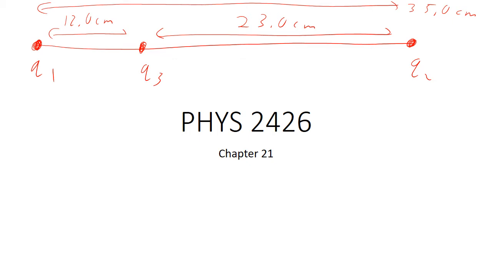Okay, now I'm going to say that Q1 is equal to 14.0 microcoulombs. So I want to know what is Q2 such that there's no force on Q3. Okay, what do I mean no force? Well, Newton's second law. Okay, sum of the forces equals ma.